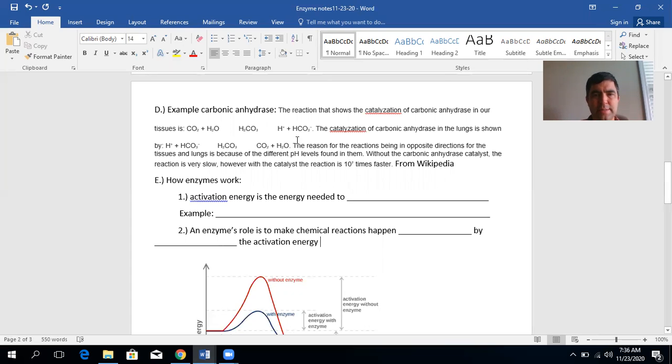All right. And this says the reason the reaction's in the opposite direction, the tissues in the lungs, is because of the different pH levels. Without the carbonic anhydrase, the reaction is very slow, and with the catalyst, the reaction is 10 to the 7th times faster. That's like 10 million times faster. So this reaction is 10 million times faster with an enzyme.